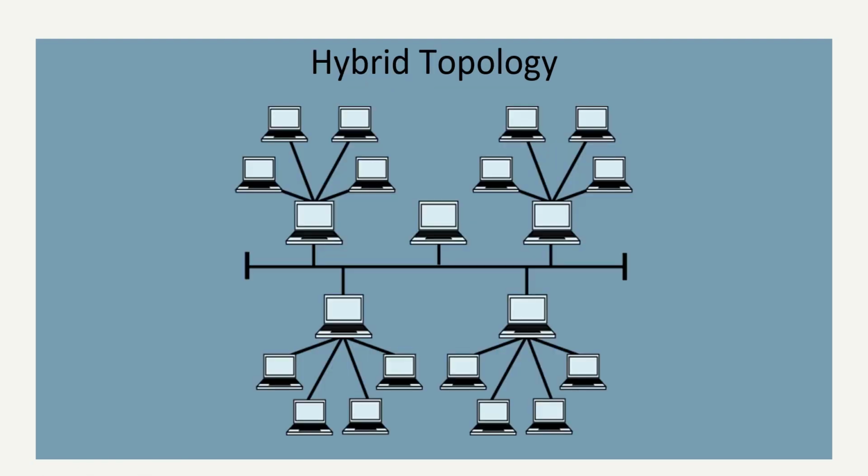Hybrid topology. It is used when a bus topology is used to extend the star topology, and this is known as hybrid topology. With the hybrid topology, two or more topologies are combined to form a complete network. For example, a hybrid topology could be the combination of a star and bus topology. These are also the most common in use.